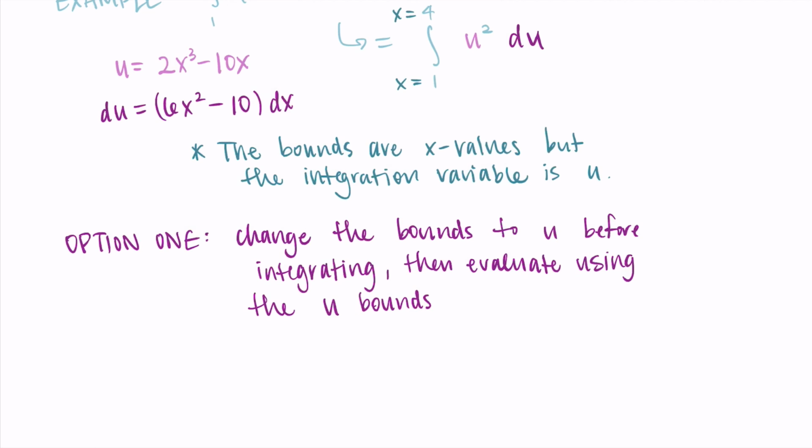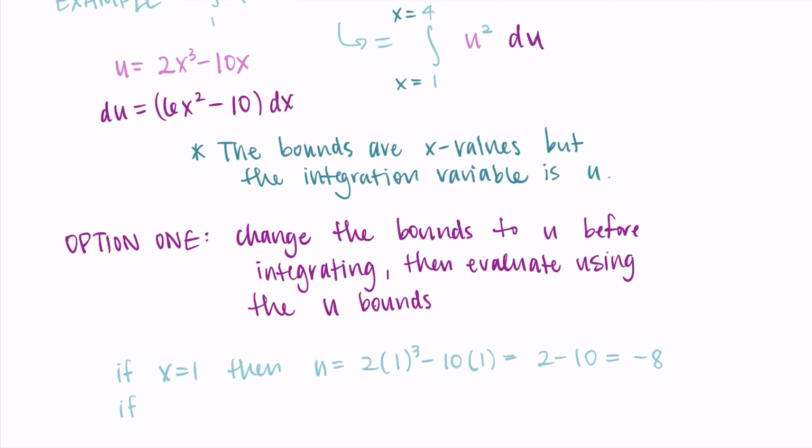For option 1, we have our bounds currently in terms of x, and what we're going to do is change them to u's. I like to write these little statements for myself. If x equals 1, then I can substitute in 1 for x, and I know that u is equal to 2 times 1 cubed minus 10 times 1. That's using what I defined u as: 2x cubed minus 10x, and so I can substitute in 1 for x and then evaluate. I'm getting 2 minus 10 here, and that's negative 8. So instead of having x equals 1, I'm going to have u equals negative 8 as that bound.